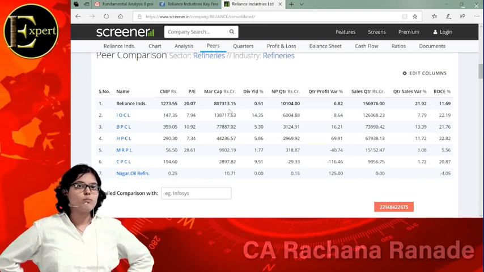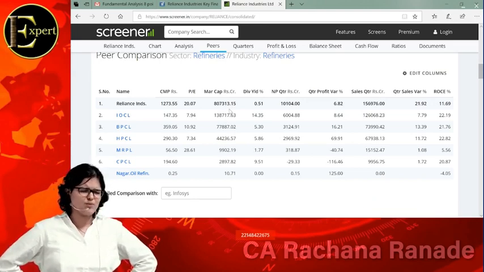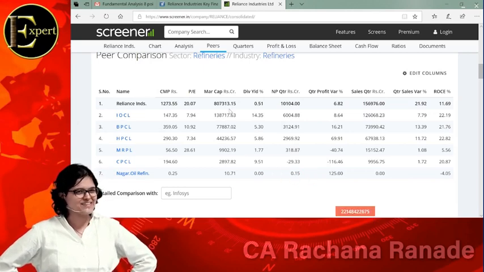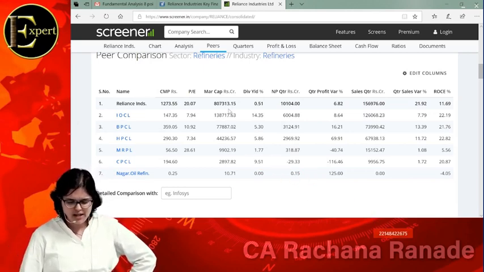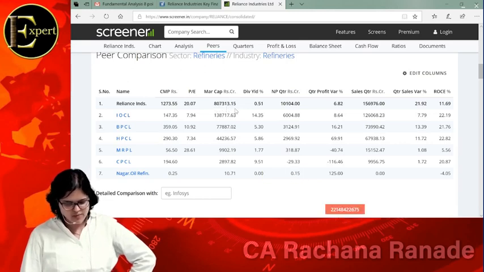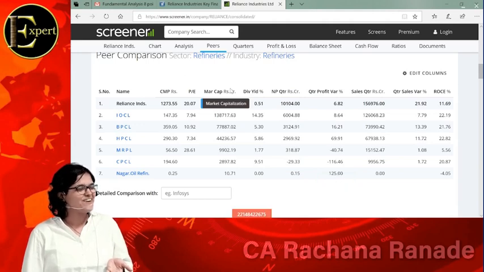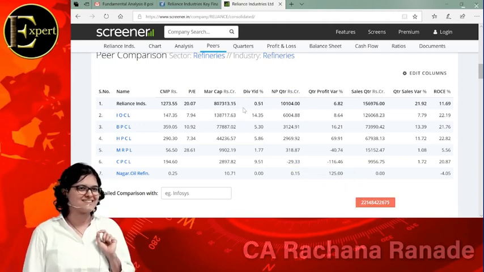Tomorrow, if I want to buy out Reliance Industries, enough of Mukesh Ambani, now it has to be Rachna Ranade. Okay, just as an example. So I'll have to shell out only 8,07,313.15 crores only. Okay, that is the meaning of market capitalization.